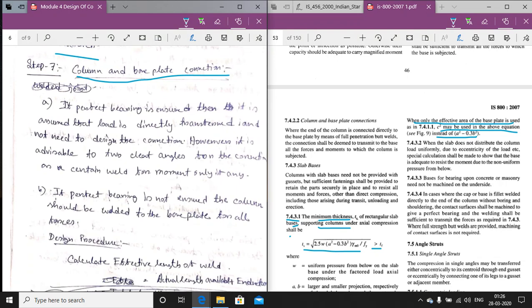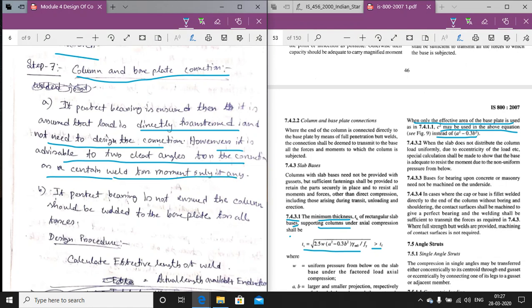First case: if proper bearing is ensured between the column and the base plate, that means a proper connection between the column and the base plate is achieved, then the load is directly transferred and there is no need to design the connection. That means if it is specified in the drawing that the column and the base plate are properly connected, with full bearing, then there is no need to design the connection. However, it is advisable to use two cleat angles for the connection, or a certain weld for the moment, if any.